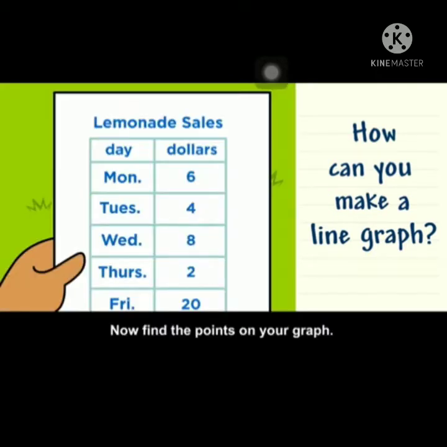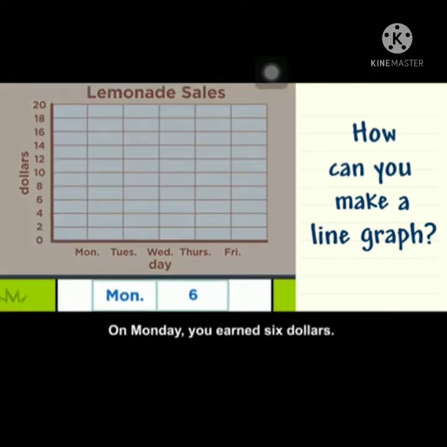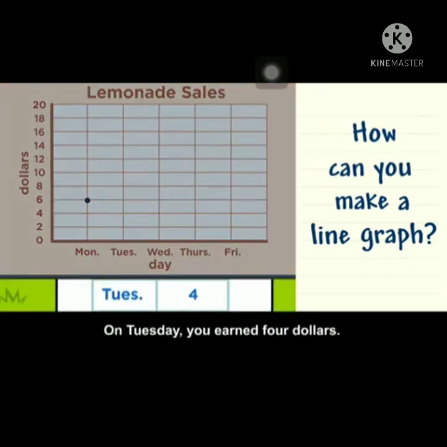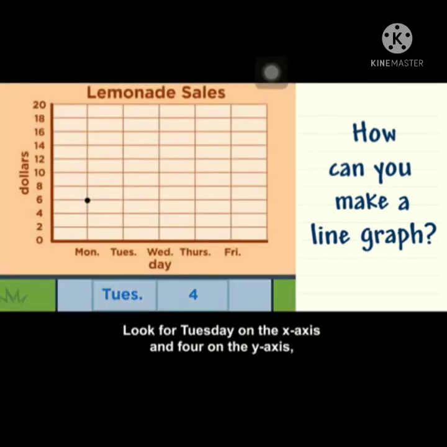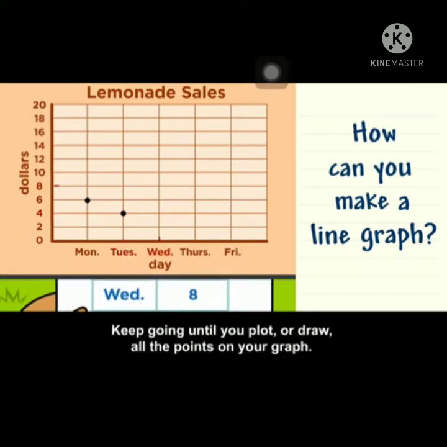Now find the points on your graph. On Monday, you earned $6. Look for Monday on the x-axis, and look for 6 on the y-axis. Then find a place where they meet and draw a point. On Tuesday, you earned $4. Look for Tuesday on the x-axis and 4 on the y-axis, and find where they meet. Keep going until you plot or draw all the points on your graph.